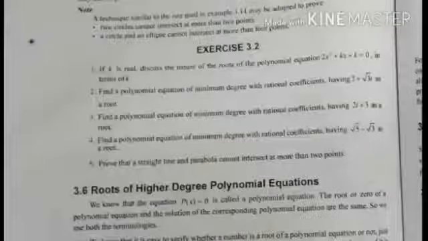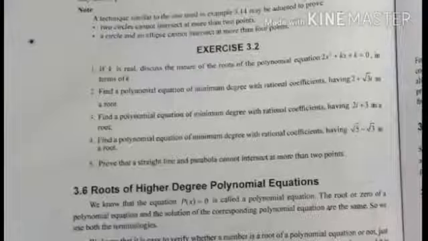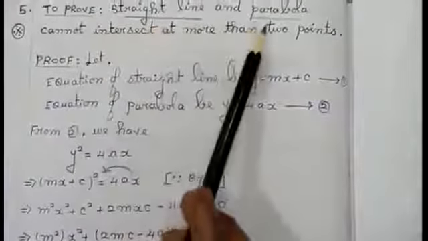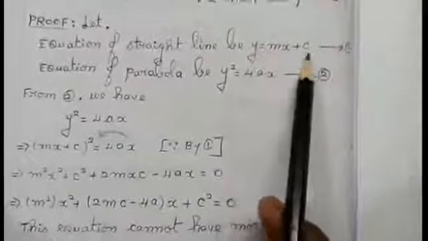Exercise 3.2, fifth sum. This is going to be different. And what is the question given here? Prove that a straight line and parabola cannot intersect at more than 2 points. Exercise 3.2, fifth sum. They are asking you to prove that the straight line and parabola cannot intersect at more than 2 points. I am going to write it as proof. Equation of straight line. What is the formula? y equal to mx plus c.